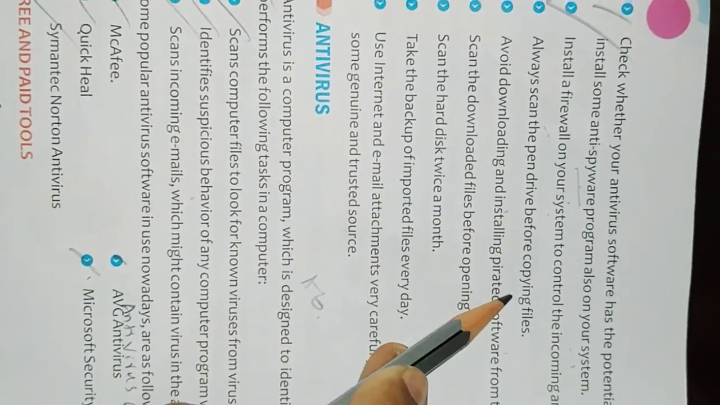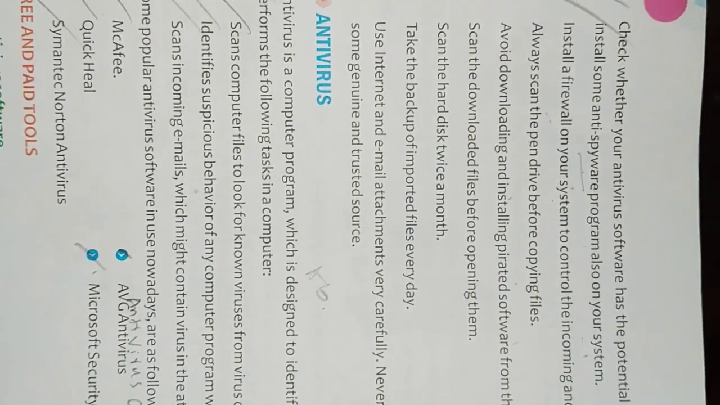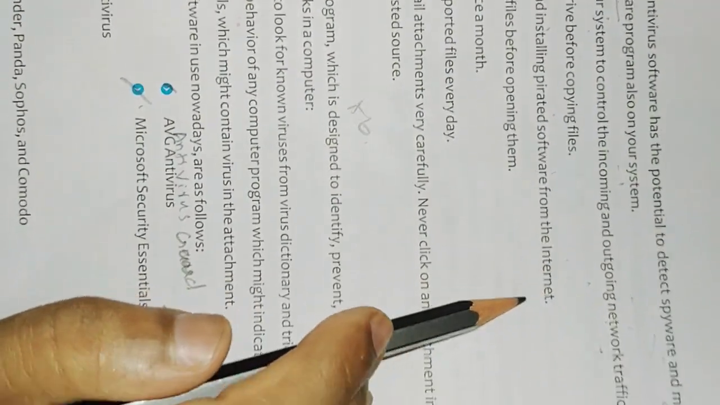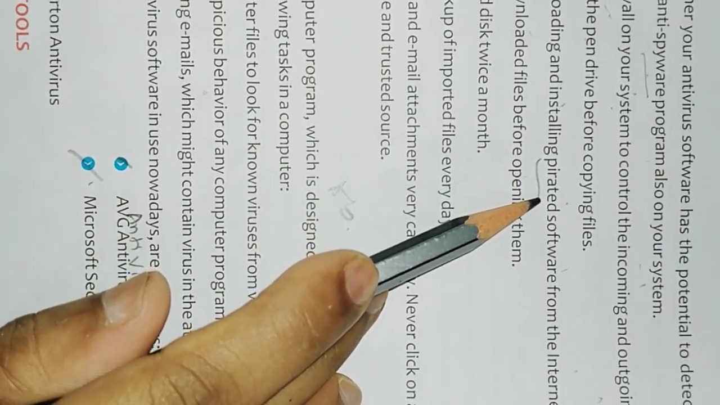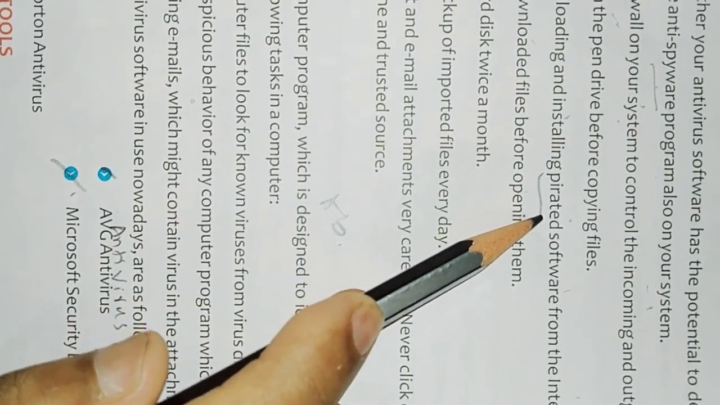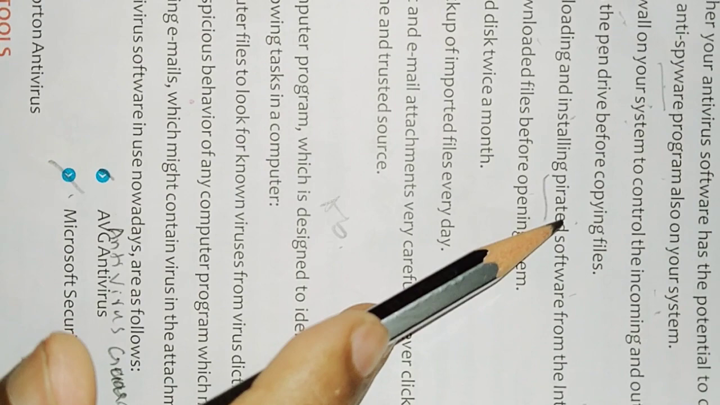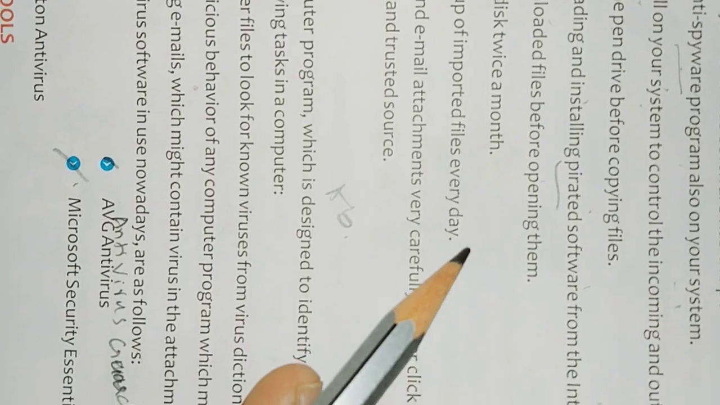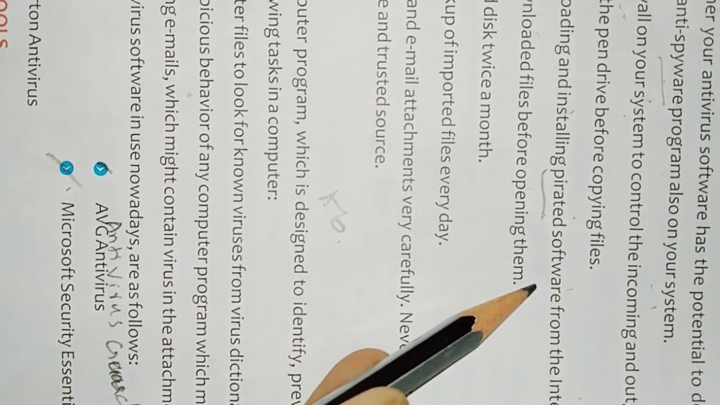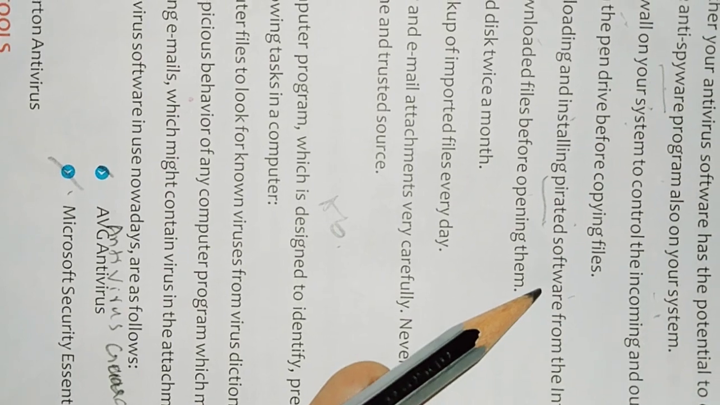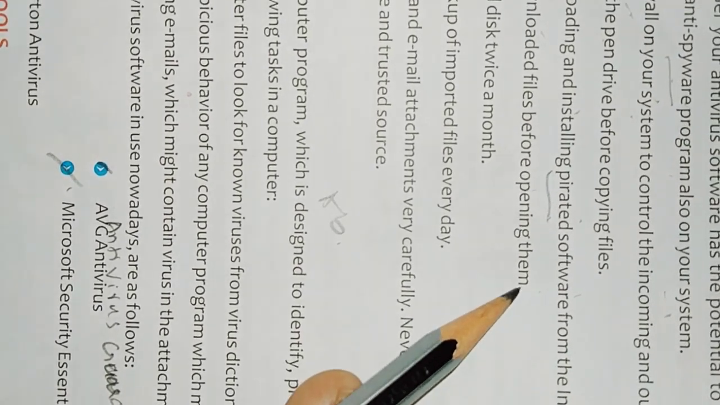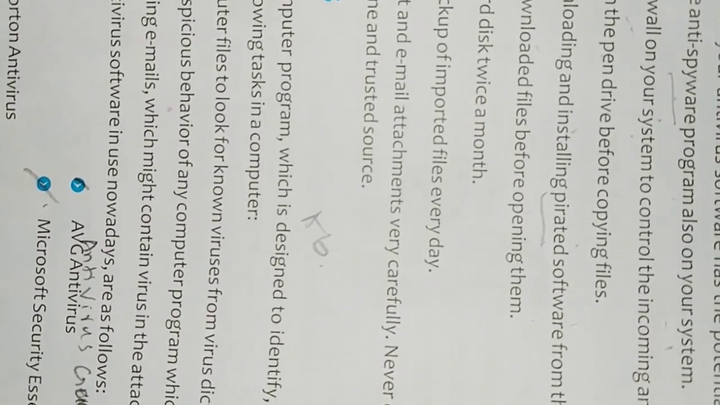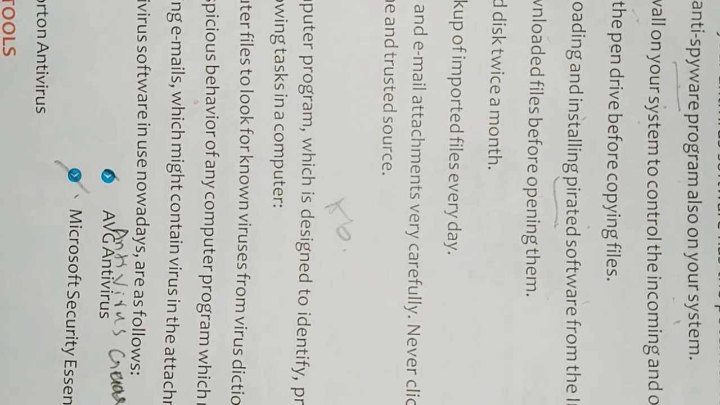Always scan the pen drive before copying files. So you should scan your pen drive before copying files. It may have viruses. Avoid downloading and installing pirated software from the internet. Pirated software means software without a copyright, that is, a duplicate, like movies. Usually movies come onto the internet, no? Before coming to your television or to the theater, you will get a copy of a movie on the internet. That is known as pirated, without the permission of the director or producer. That movie is captured with a camera and uploaded to the internet. That is known as pirated.